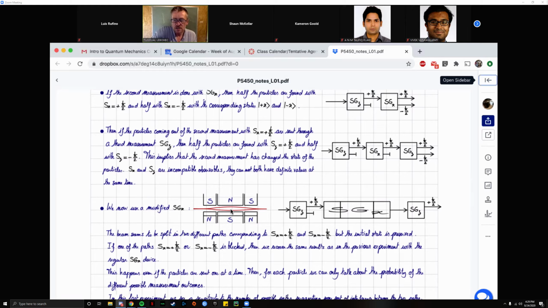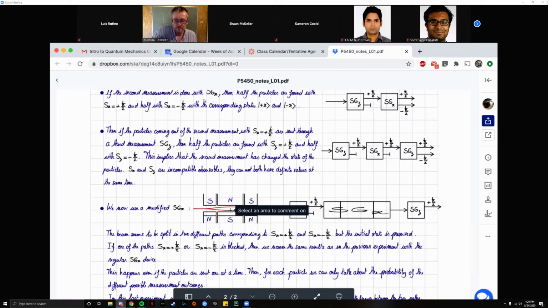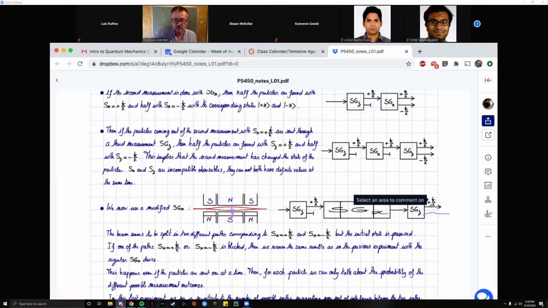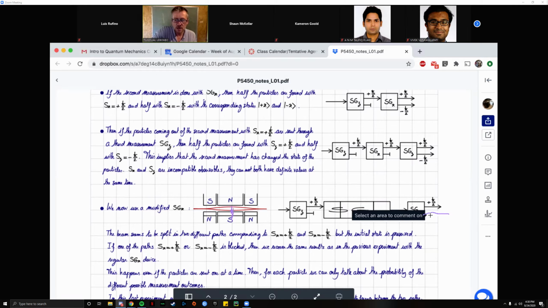Now, if I were to add, and you can do it with your pen, you can, let's say, block the lower beam. As soon as you block the lower beam, then the outcome of the Z component here is going to result in as many particles found with a positive component as there are particles with a negative component of the angular momentum. I think I see. Thank you. That's much more clarifying.